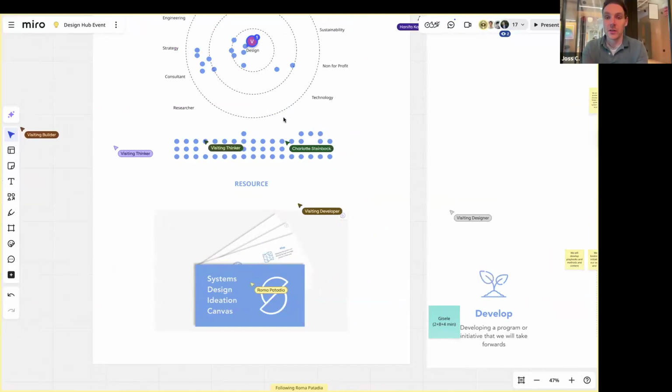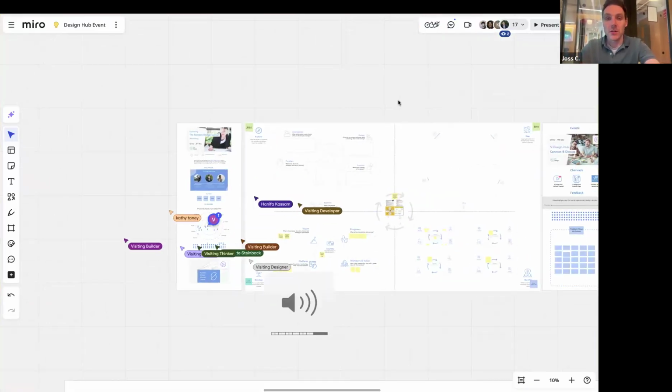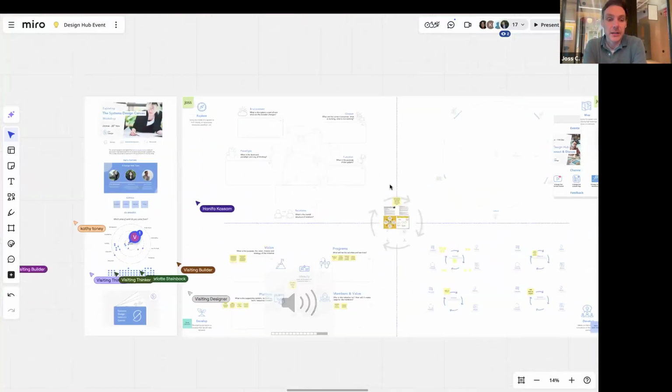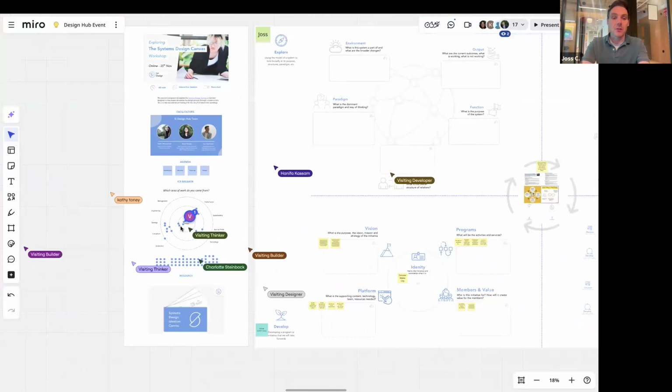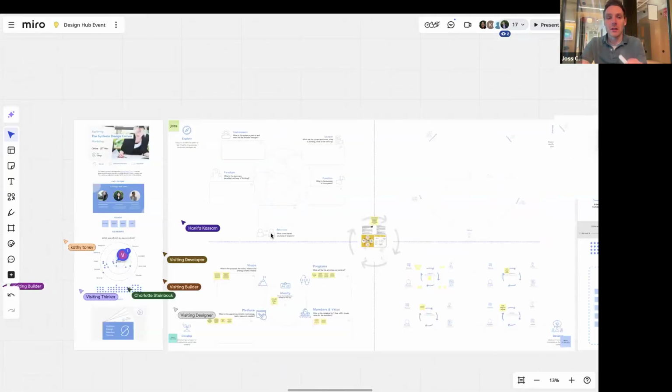Excellent. So great to be here today with you all and have a chance to share a bit about the canvas we've been working on in our design hub. Looks like we got lots of consultants and strategy and research people working in design or around it. Wherever you're coming from, good to have you joining.